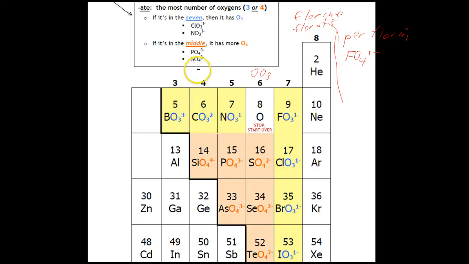So CO2, and that would be a 2 minus, right? That would be carbonite. Alright? So with that little bit of memorization, 3 and 4, and start over, and the charges, you now don't have to memorize all 40 of the oxyanions, or 48, I calculated at one time. Alright? So keep those rules in mind.